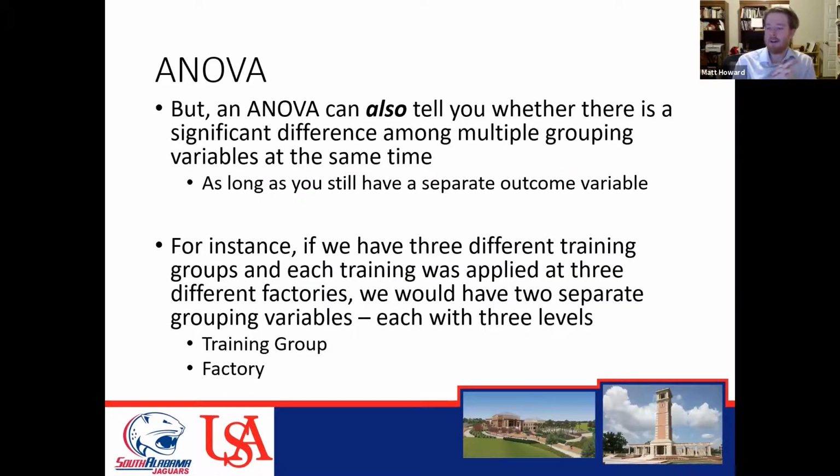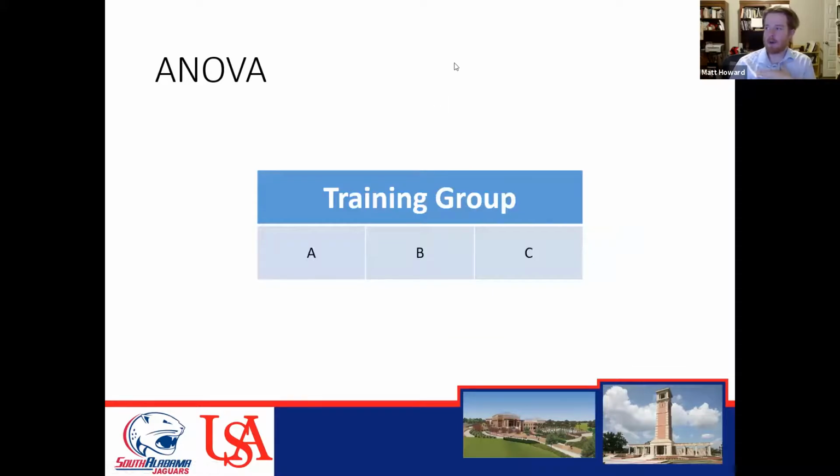Okay. So therefore, let me back up a little bit. In this instance, we have one grouping variable, and that's training group. So we can perform an ANOVA to see, is there a significant difference among the groups regarding this one grouping variable?